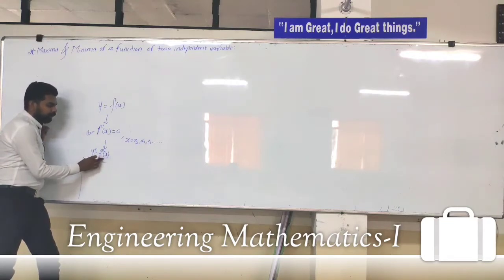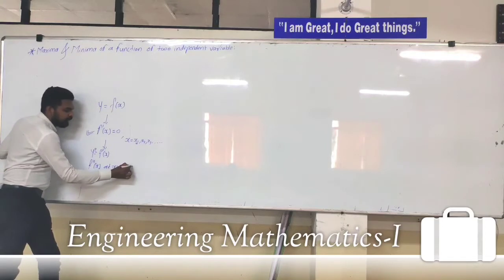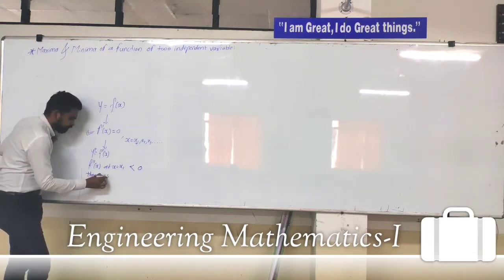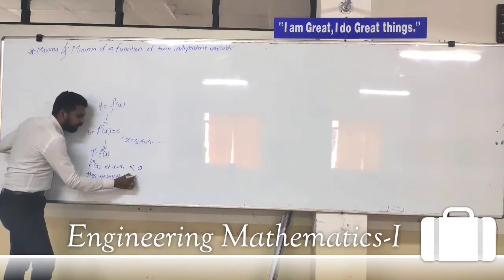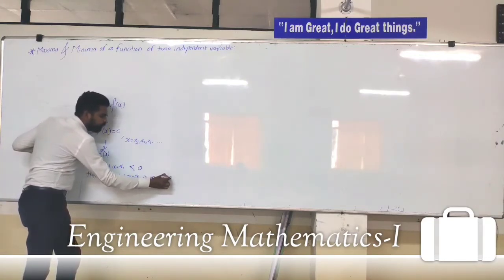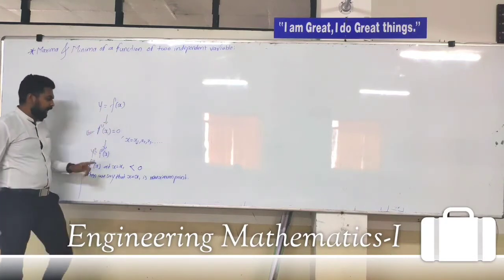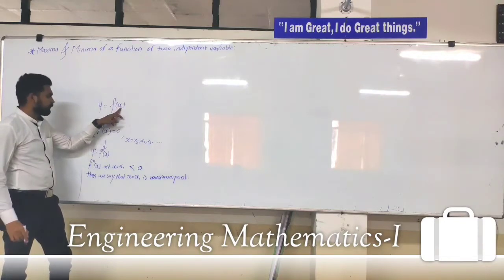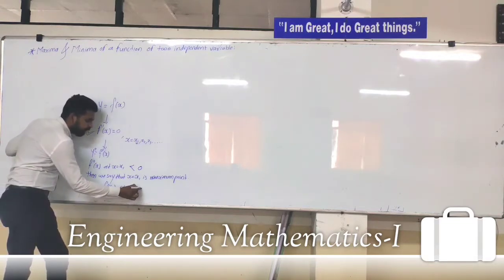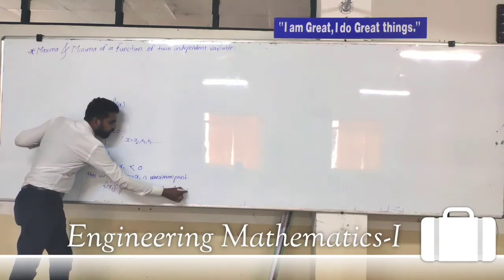If the value of f double dash of x at x is equal to x1 is less than 0, then we say that x is equal to x1 is a maximum point of the function y is equal to f of x, and by substituting x1 in the given function f of x, the f of x1 gives the maximum value of function f.